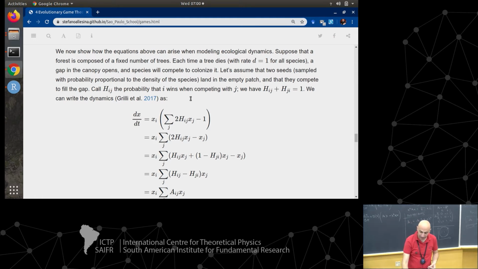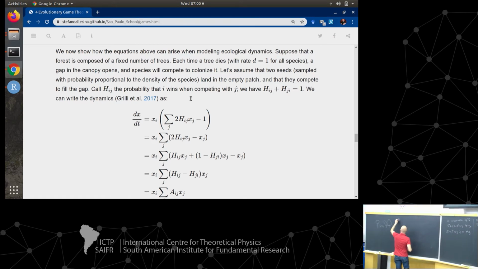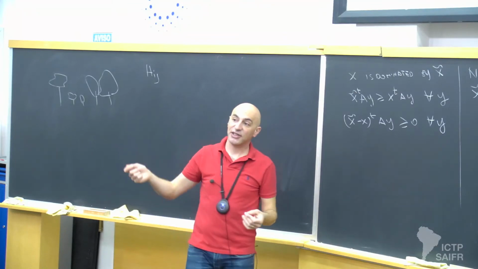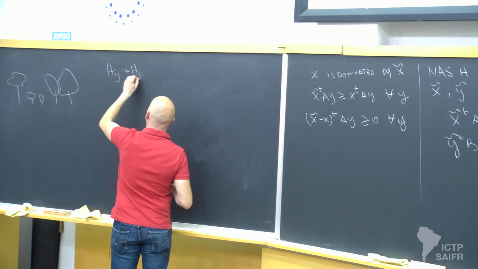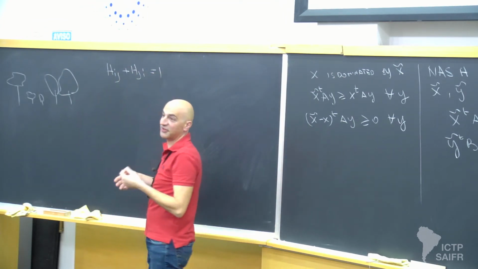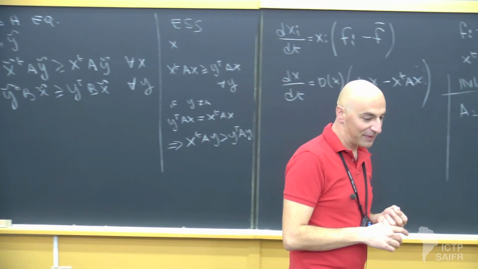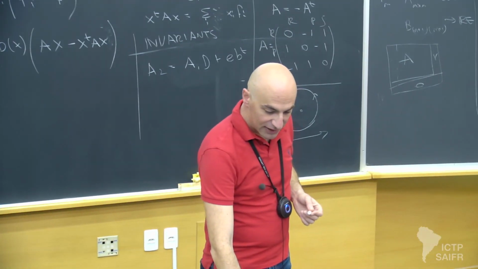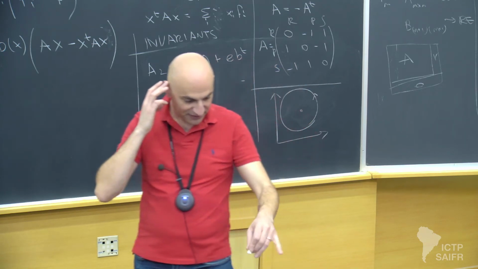Okay, so now what we need to do is to say, if we have two species, i and j, what is the probability that i wins when competing for closing this gap, and what is the probability that they lose? We call H_ij the probability that i wins against j when competing, and H_ji the probability that j wins when competing, and they must sum to 1, because somebody has to win eventually. There are only two seeds there, so one has to win. Okay? So this is a model that was actually studied by Jacopo and myself and other people in 2017. You find the reference there.